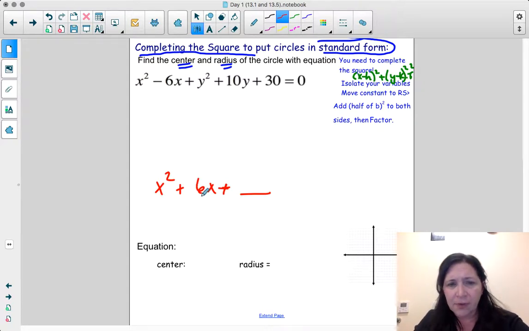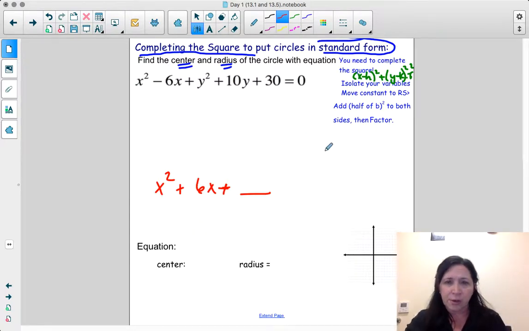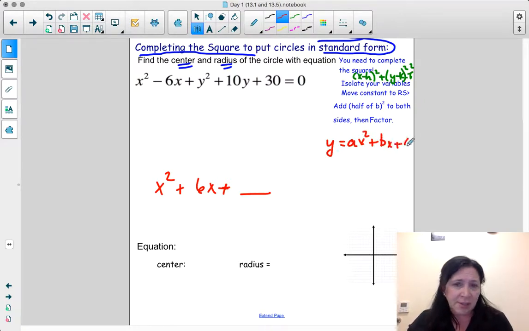Number one, you're going to take half of the b term. Now, a lot of people will ask, what's the b term? Where does that come from? That comes from y equals ax squared plus bx plus c. This is a standard quadratic. There's your b term. The b term is in front of x.